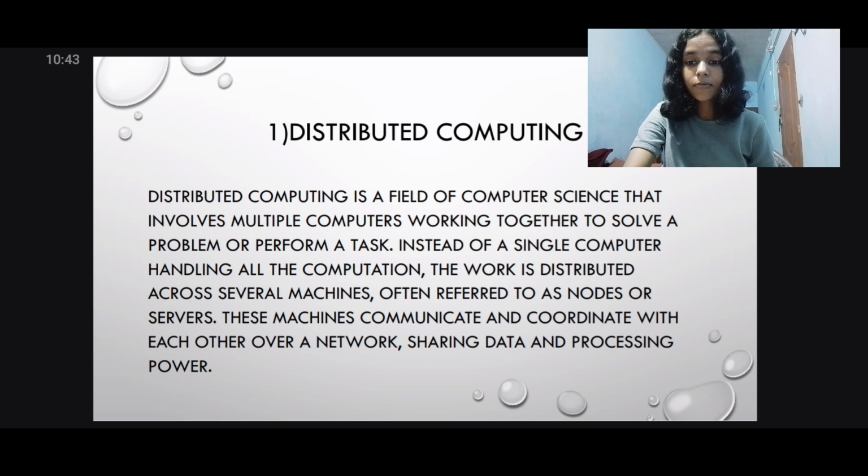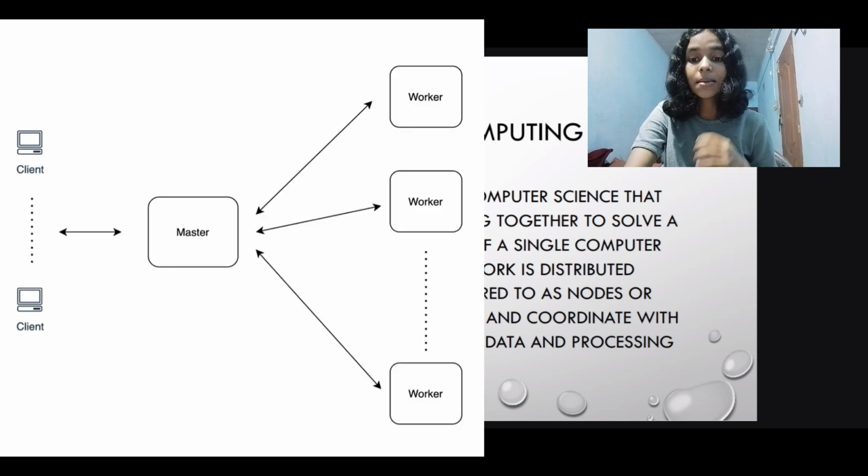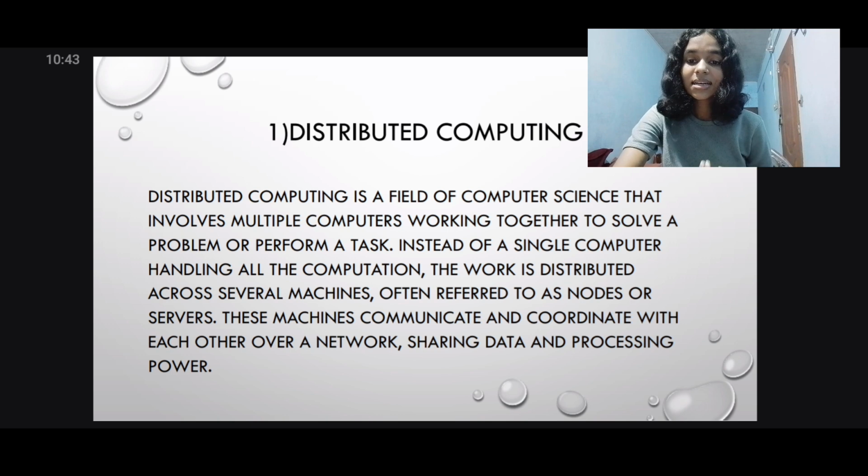It is a field of computer science that involves multiple computers working together to solve a problem or perform a task. Instead of a single computer handling all the computation, the work is distributed across several machines, often referred to as nodes or servers. These machines communicate and coordinate with each other over a network, sharing data and processing power.